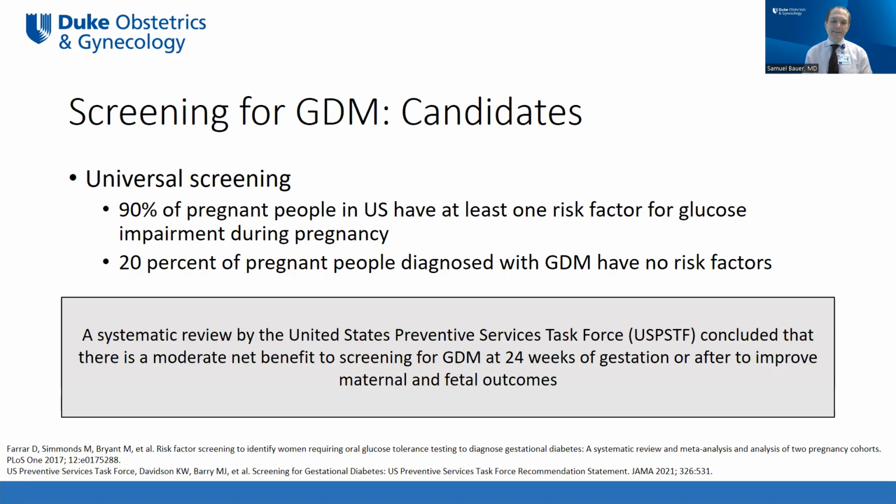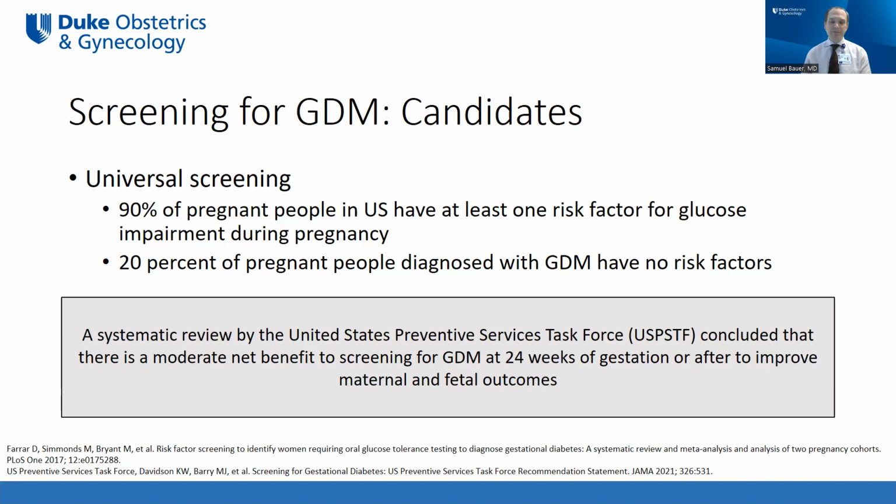As far as screening goes, there is thought behind universal screening, and that's really what is most advocated for. We know that 90% of pregnant people in the United States have at least one risk factor for glucose impairment in pregnancy.